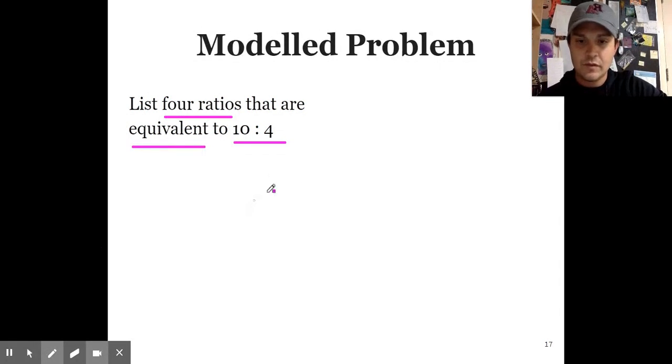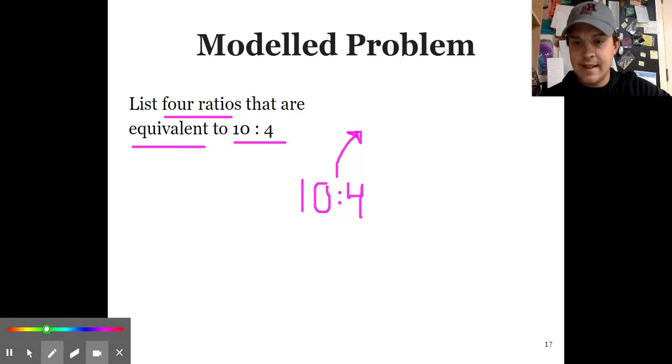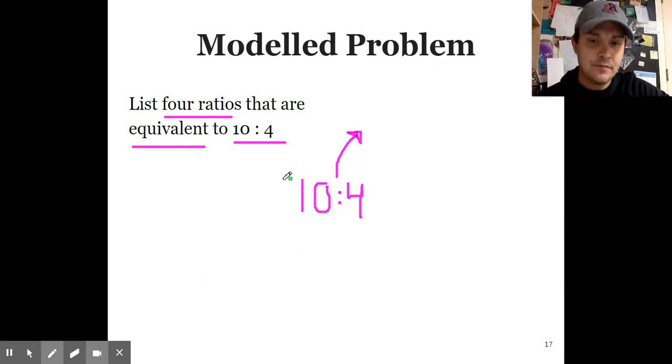All right, I'm going to start by writing out my ratio, 10 to 4. Then first, I'm going to see if I can make it any smaller. One thing I noticed is that both of these numbers are even. 10 is even and 4 is even. So I could split them both in half. So half of 10 is 5. And half of 4 is 2.